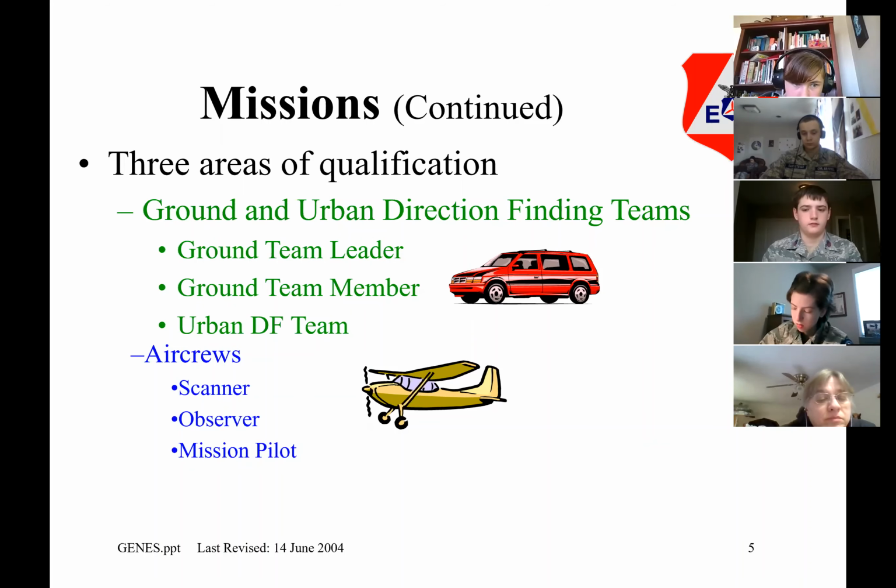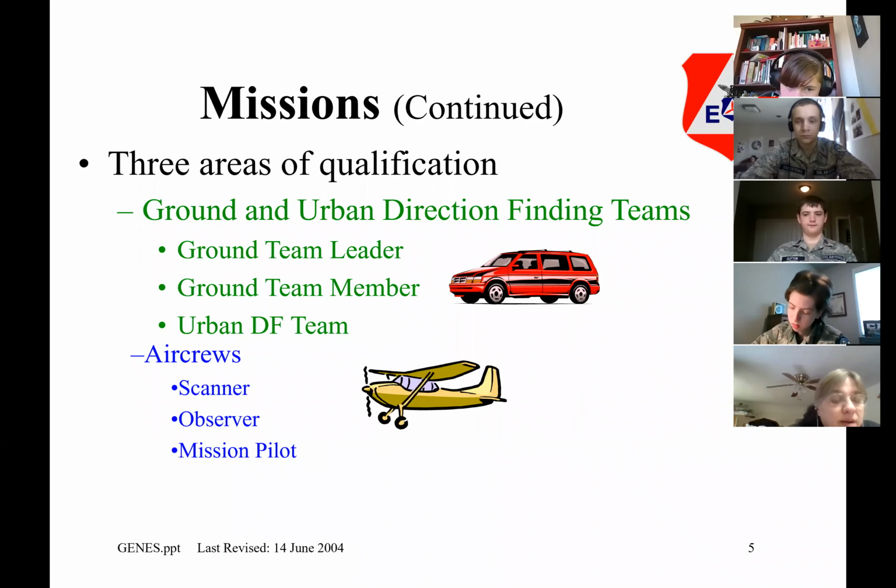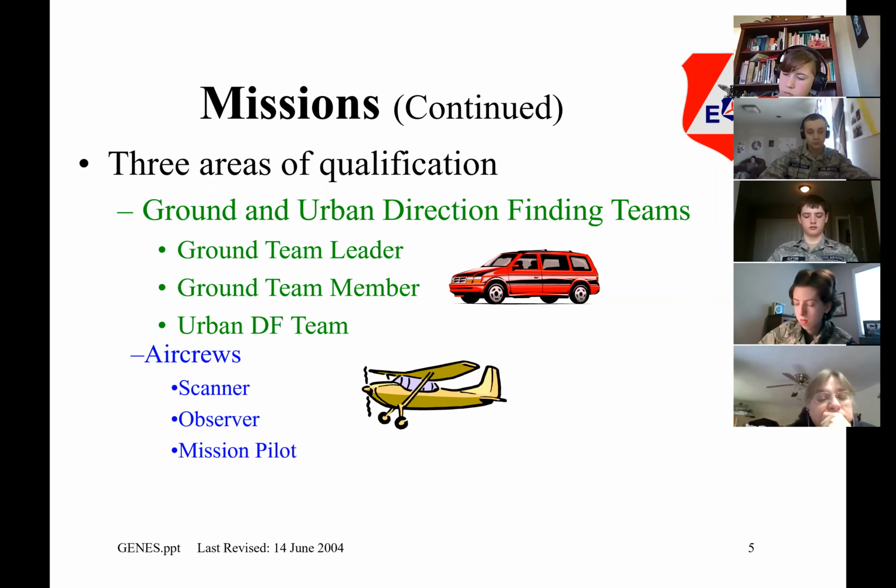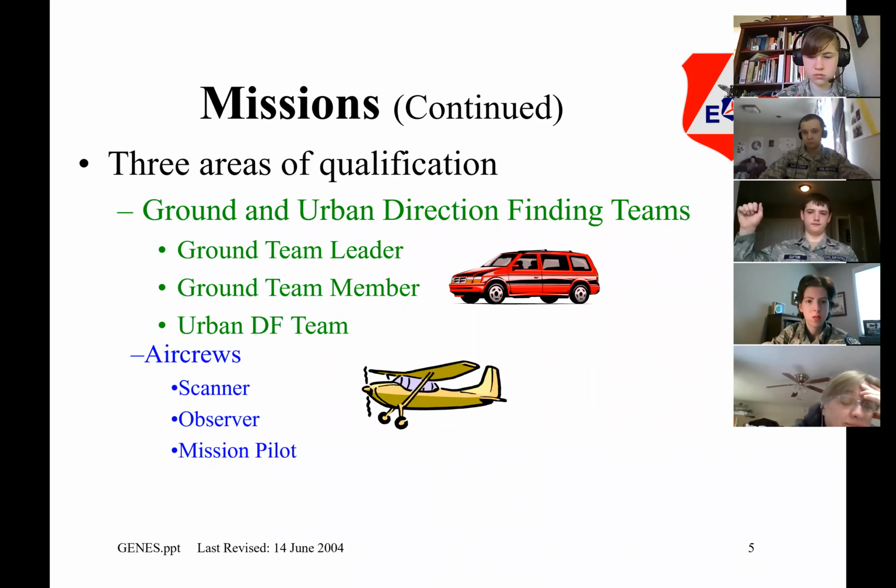Anybody hazard a guess as to where a scanner sits? Back seat behind the pilot. As the name implies, that's what they're doing. They're scanning, they're looking. Where does the observer sit? Front right. Some of the duties of this observer are to do comms, do navigation, and observe. And the mission pilot, what do they do? They fly the plane. That would be helpful.